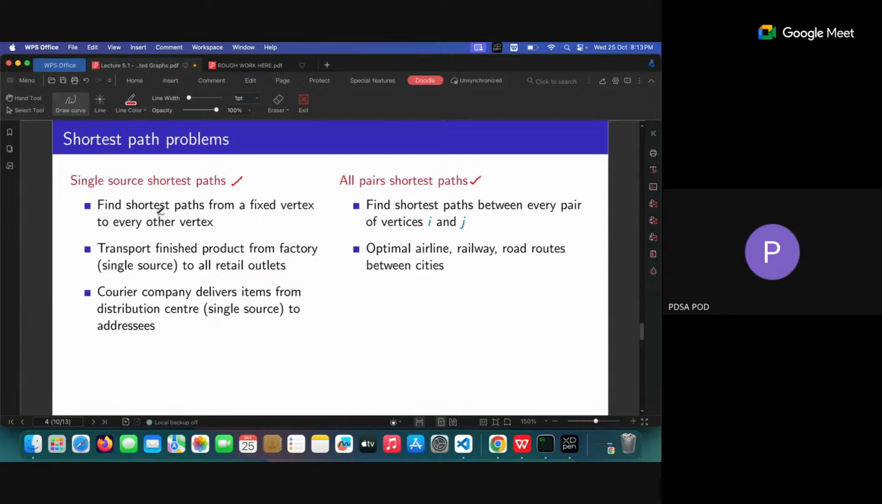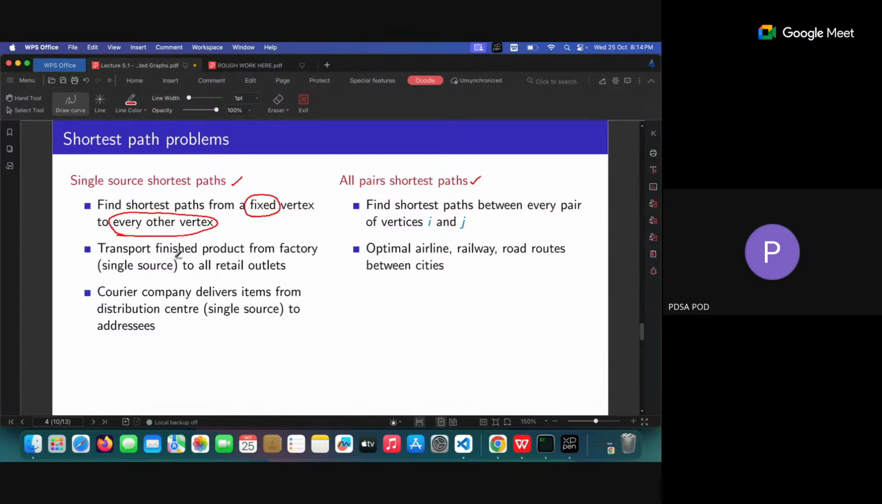Single source shortest path is very simple. From a fixed vertex, we have to fix one vertex. Like if you consider the previous graph, you fix that you want to traverse from 0, or you want to traverse from the fifth vertex, you fix it. From that vertex, you want to traverse to all other vertices. This is called single source.